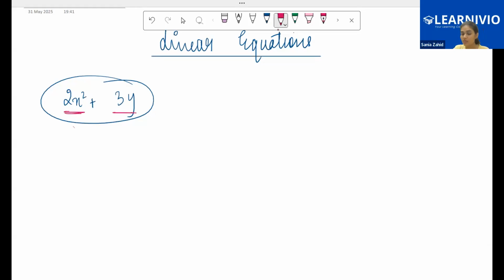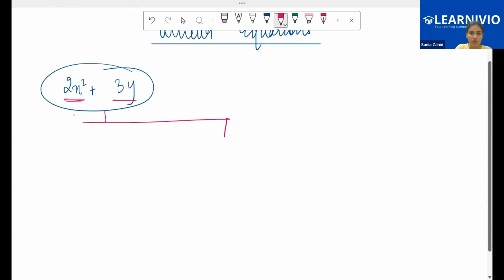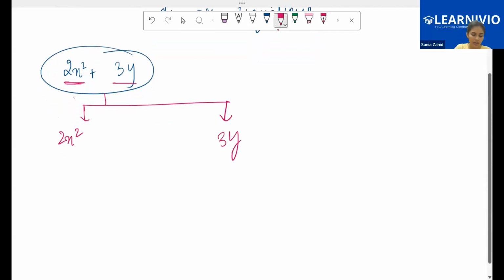So now if you look at the terms carefully, what are the terms? My terms are 2x square and 3y, right? So 2x square is my first term and 3y is my second term. Now, how is 2x square formed? How do you come to this 2x square?